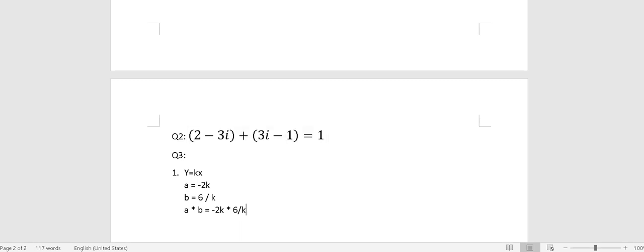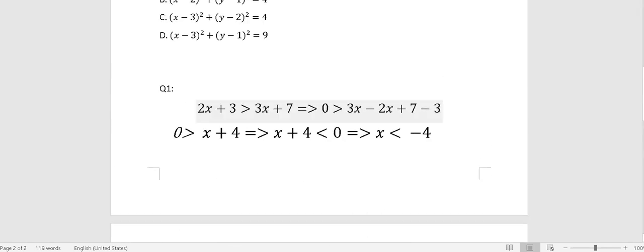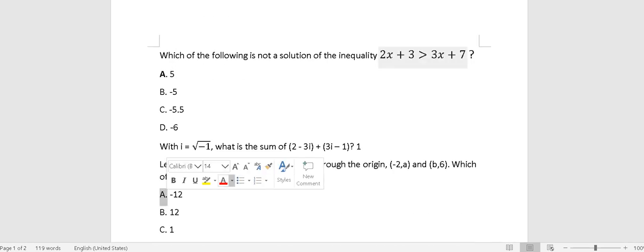I'll write this in equation form so that you guys can see it more clearly. Minus 2K times, where is it? Minus 6 over K, right? And so we will get minus 2 times 6 equals minus 12, and minus 12 is the correct answer.